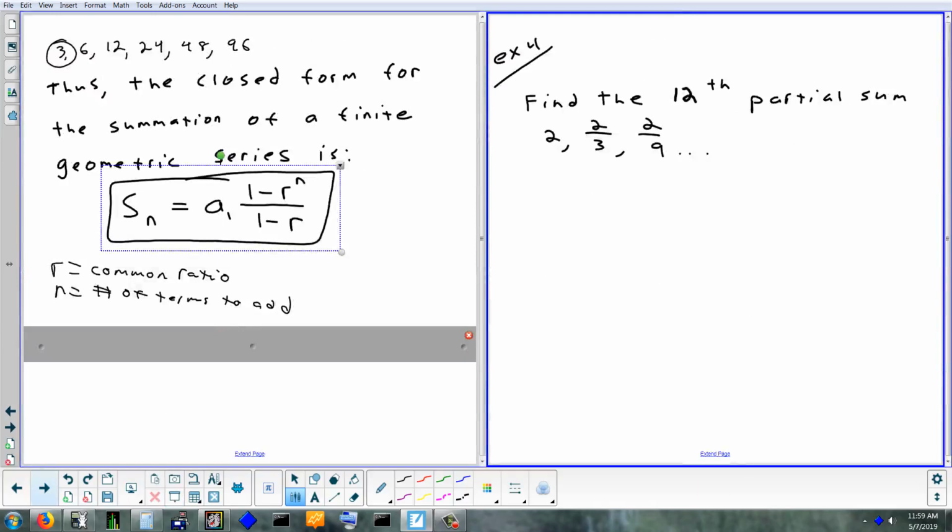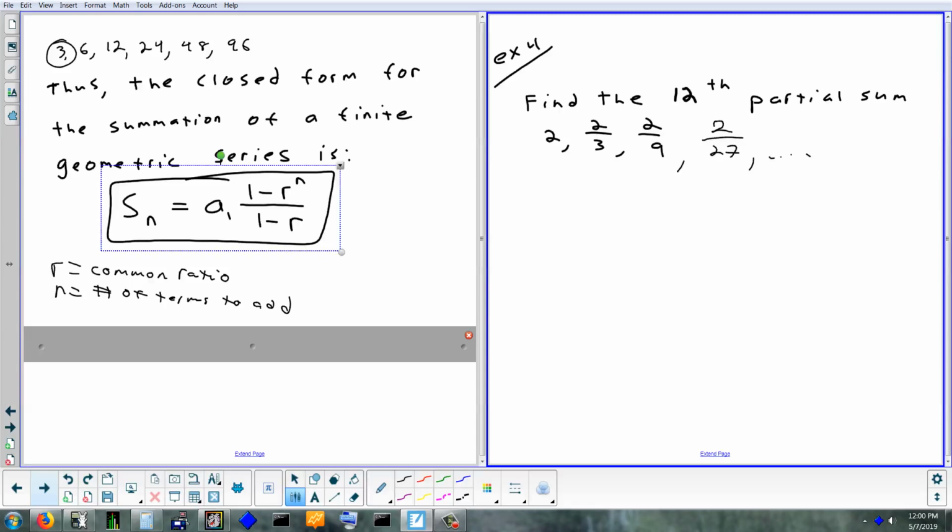Okay, so here's a sequence. I've written out enough of the sequence. You should be able to kind of see what's going on there. I want to find the 12th partial sum. Does anybody see, what am I multiplying by? 1/3, right? So like the next term would be 2 what? 2/27ths.